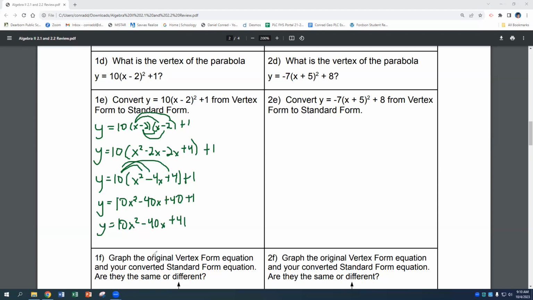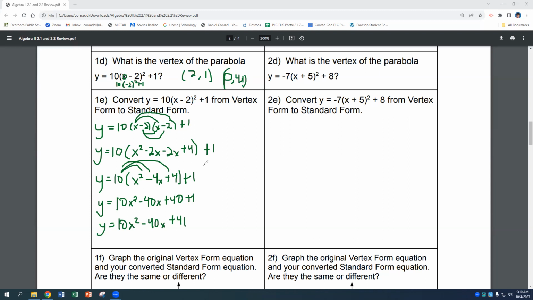Okay. In order to graph this, we need the vertex and the y-intercept. So we already have the vertex here from vertex form. It was (2, 1). If we find the y-intercept here, you have to substitute in a 0 for x. So 0 minus 2 is -2, squared, is +4. 10 times 4 is 40, plus 1. So my y-intercept here is going to be (0, 41).